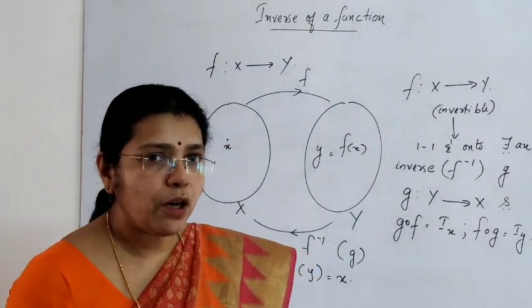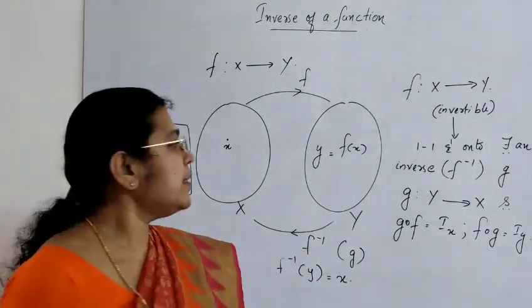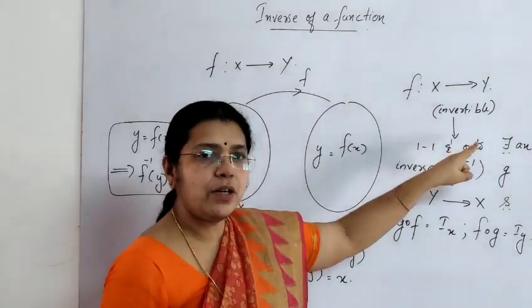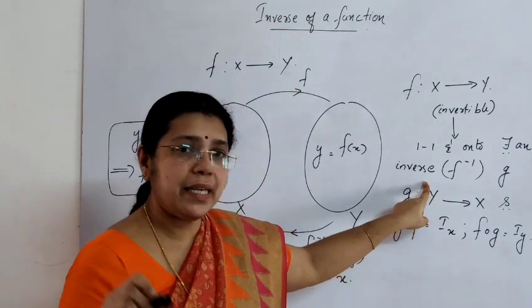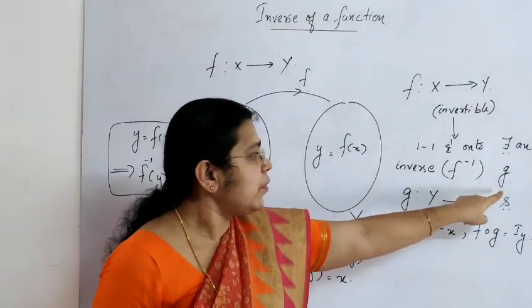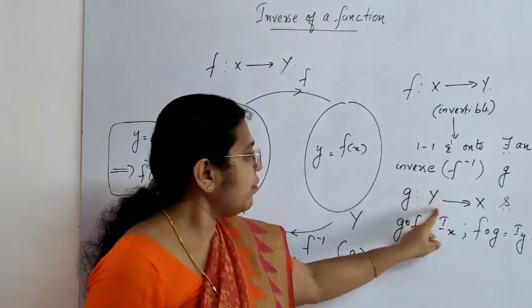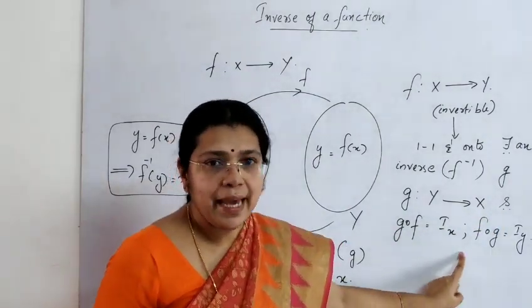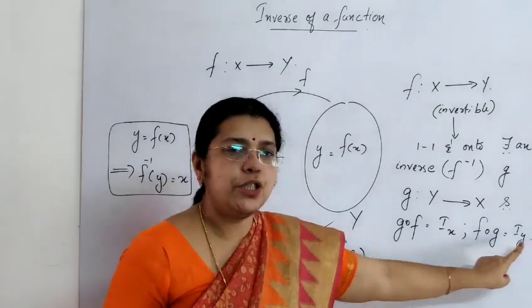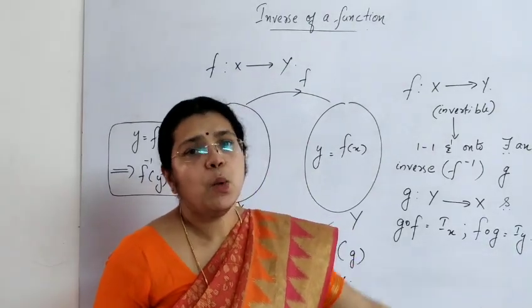If it is 1-1 and onto, then the inverse exists. If it is 1-1 and onto, that is, it is invertible. There exists another function, the inverse function, denoted as g, a function from y to x, such that g∘f is the identity in x and f∘g is the identity in y.